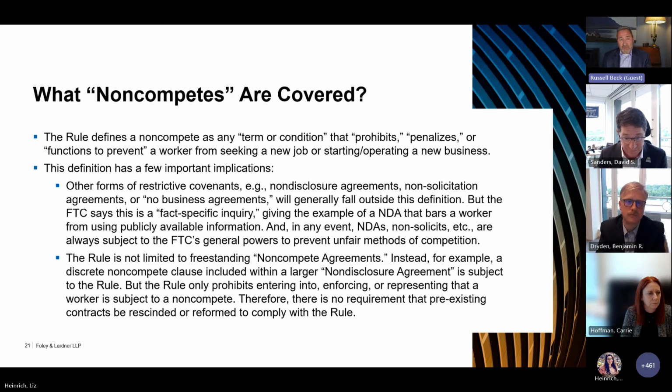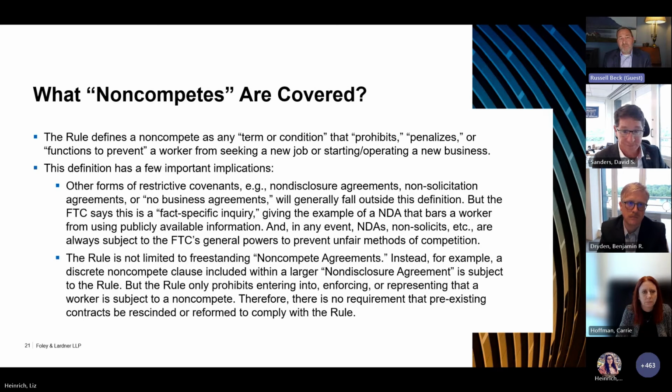So the FTC has identified those as subject to a fact-specific inquiry that is part of their functional test, right? If it functions to prevent, then they can get picked up in that way. And the FTC does say that garden-variety NDAs and non-solicitation agreements are generally not going to be considered to violate the rule. But on the other hand, the FTC also keeps for itself the power to go after those types of agreements as unfair methods of competition based on a factual analysis.